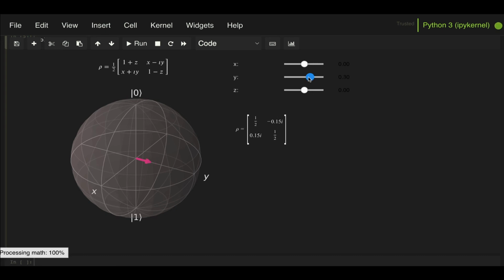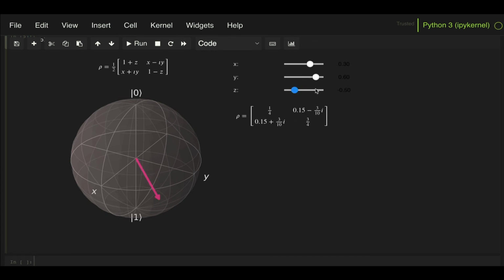And then if we bring it all the way down to 0, which gives us a maximally mixed state, then we just have a point right at the center of the sphere, right? And anything in between just decreases the length of that vector. And this way we can represent any possible mixed state inside the Bloch ball. So I hope these examples were helpful to get a better understanding on how to work with this representation.